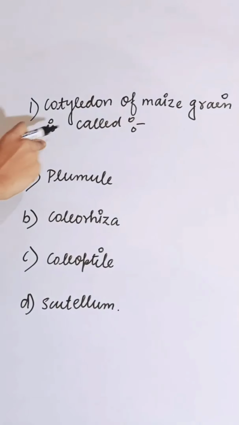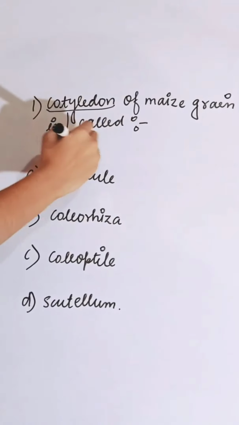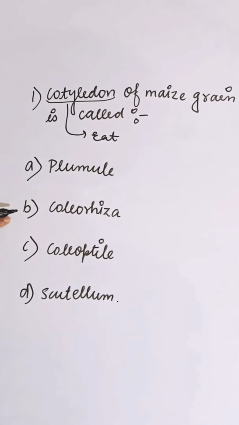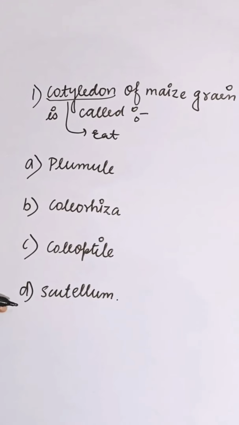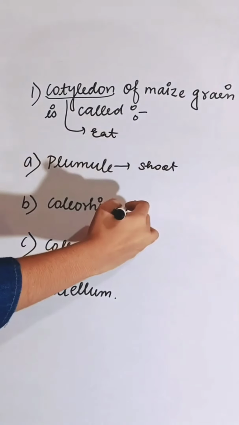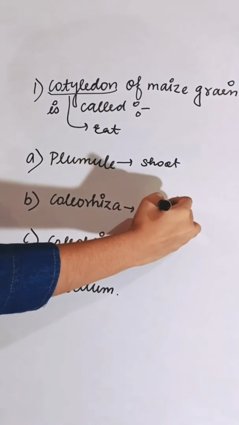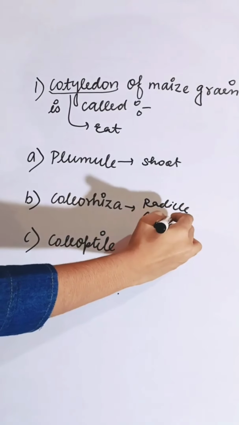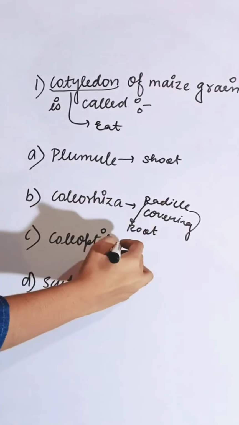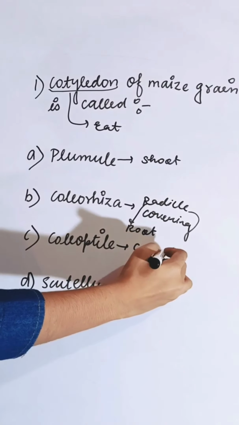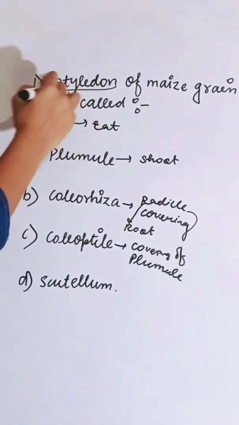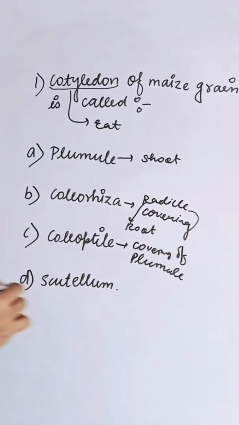The cotyledon of a maize grain is called, the cotyledon is the part which we can eat: first option plumule, second coleorhiza, third coleoptile, and fourth scutellum. Plumule will develop into the shoot. Coleorhiza is the covering of the radicle, which further develops into the root, and coleoptile is the covering of the plumule. The cotyledon of maize is known as scutellum. So the correct answer is D.